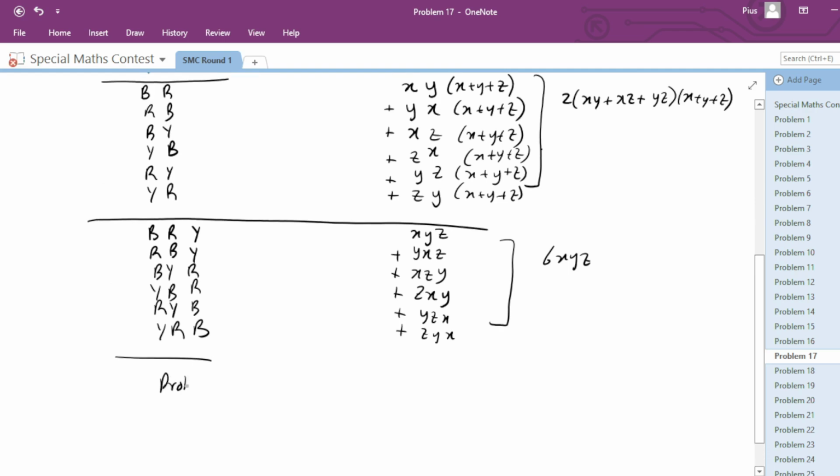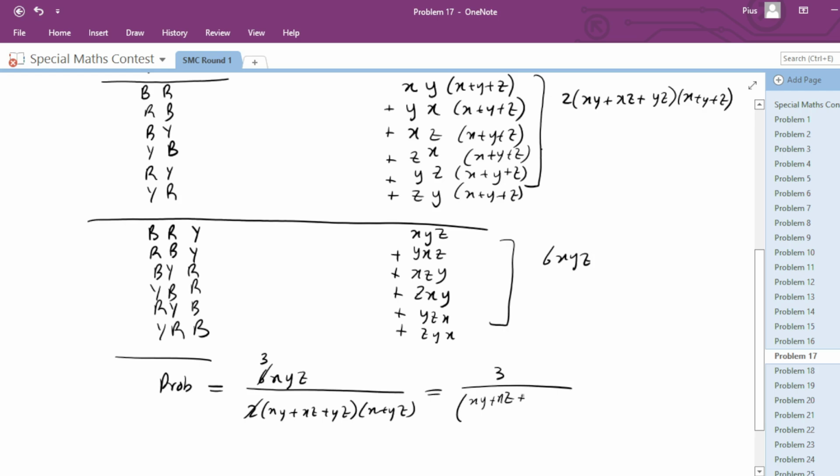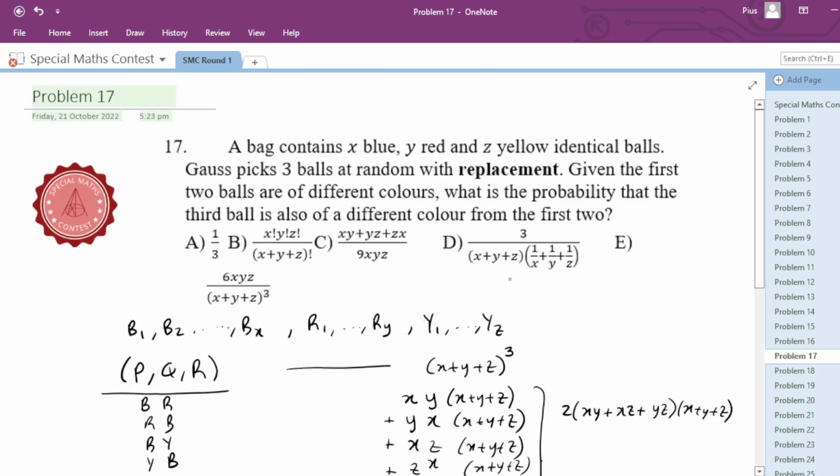So the probability is going to be 6xyz over the sample space, which is 2 times (xy plus xz plus yz) times (x plus y plus z). We can factor out 2, cancel that out, and then divide the numerator and denominator by xyz, to get (xy plus xz plus yz) over xyz, and then we still have x plus y plus z. This is exactly what we have in option D.